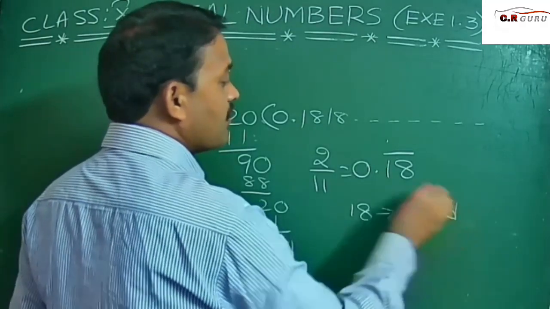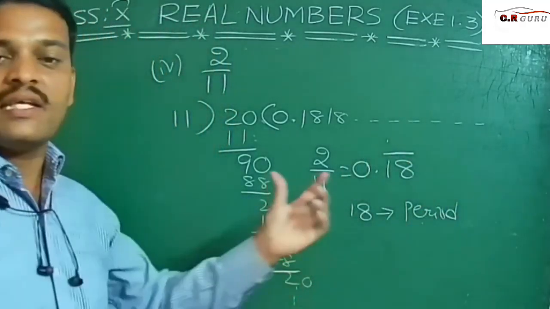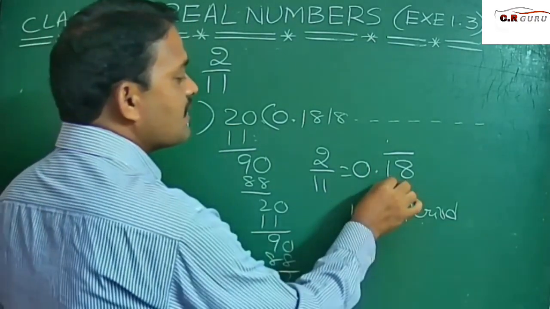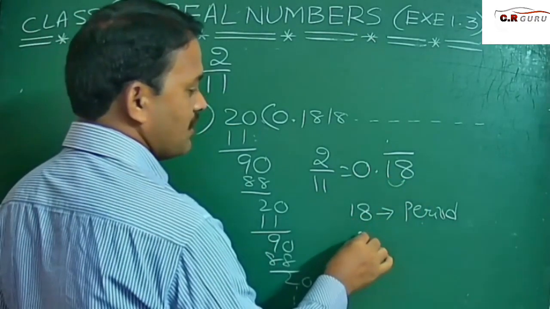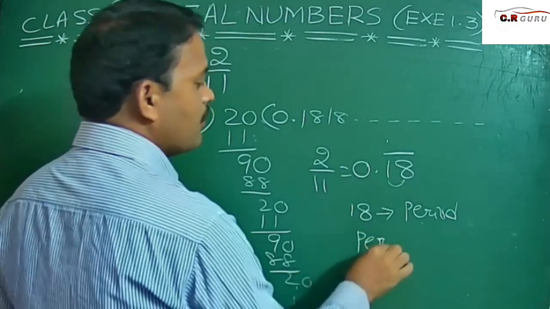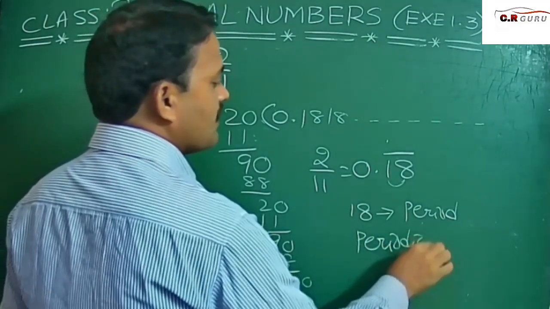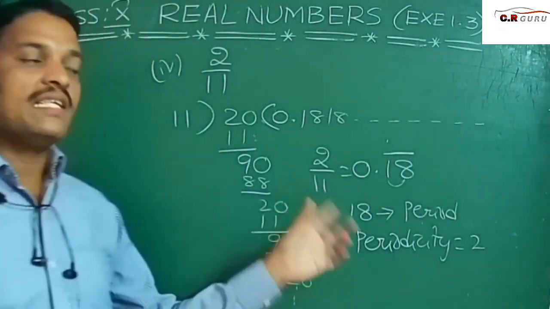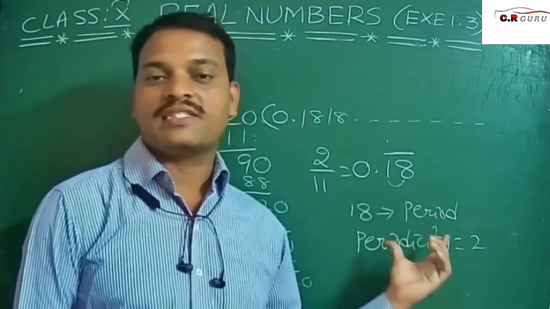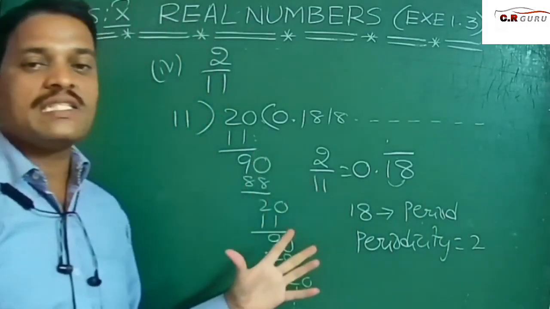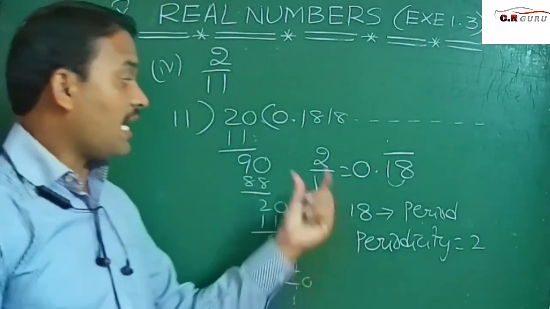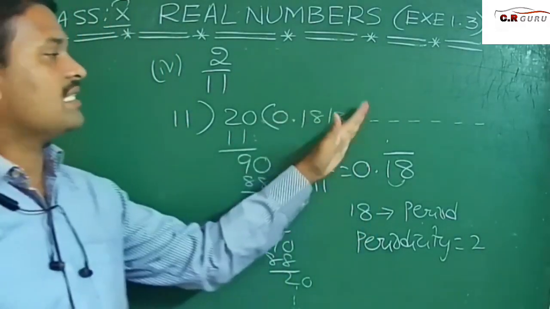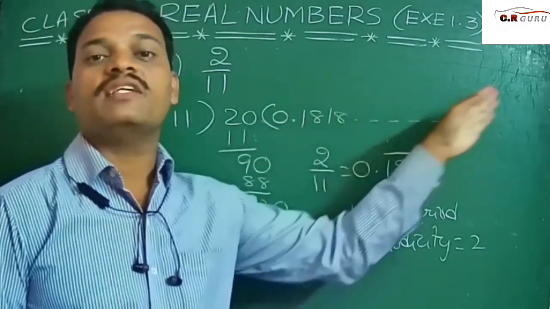Why? Because the number which is repeated is called the period. And how many digits are repeated, here 2 digits are repeated, that is called periodicity. Periodicity is equal to 2. Okay, period is equal to 18 and periodicity is equal to 2. So this is the first model, and here it does not terminate anywhere, it is repeated up to infinity times.